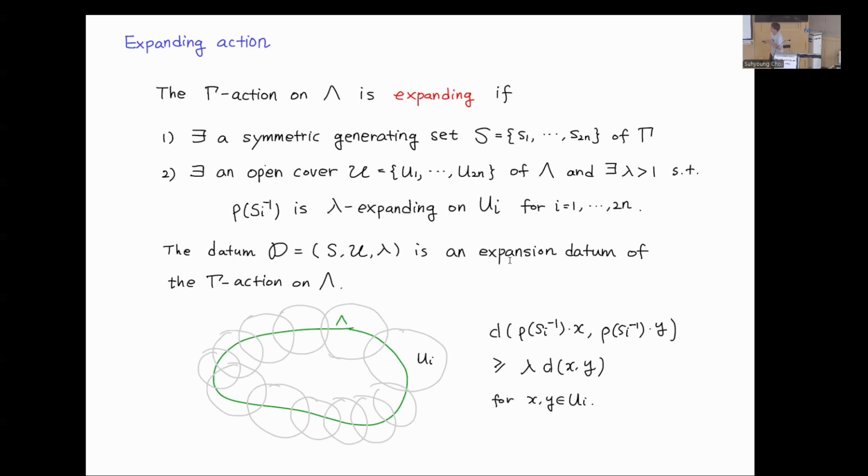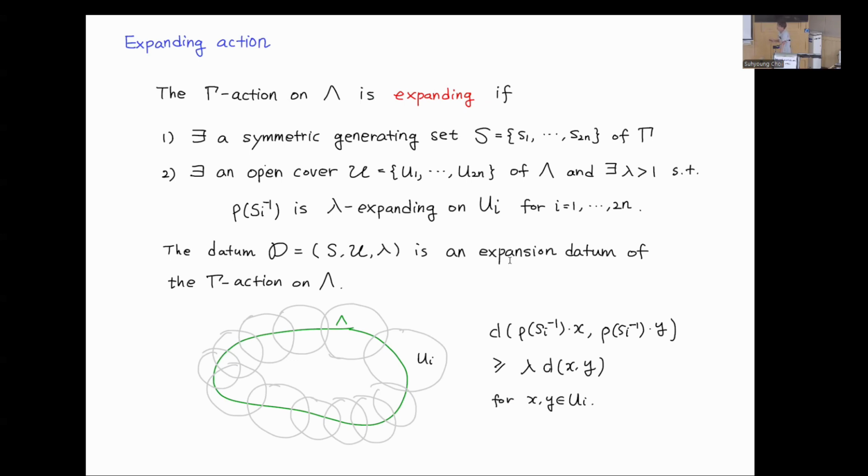Okay, so here is the expanding action. Expanding action is very natural. If the gamma action on lambda is expanding, then there exists a finite symmetric generating set S, and also an open cover associated to this symmetric generating set, such that the inverse action of each s_i is expanding on lambda in the associated open subset U_i.